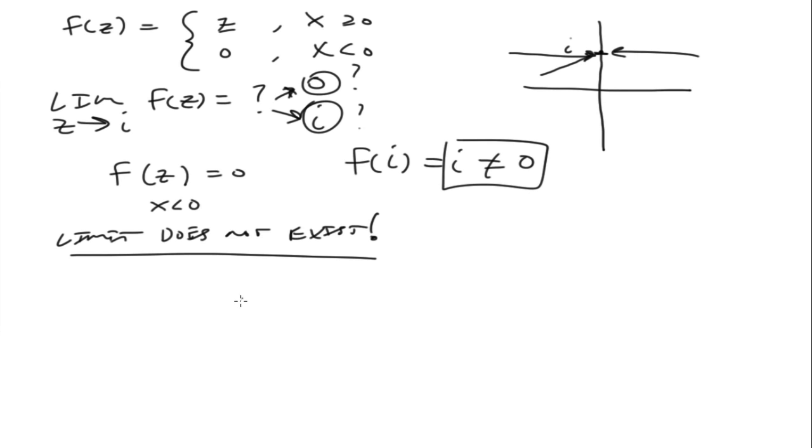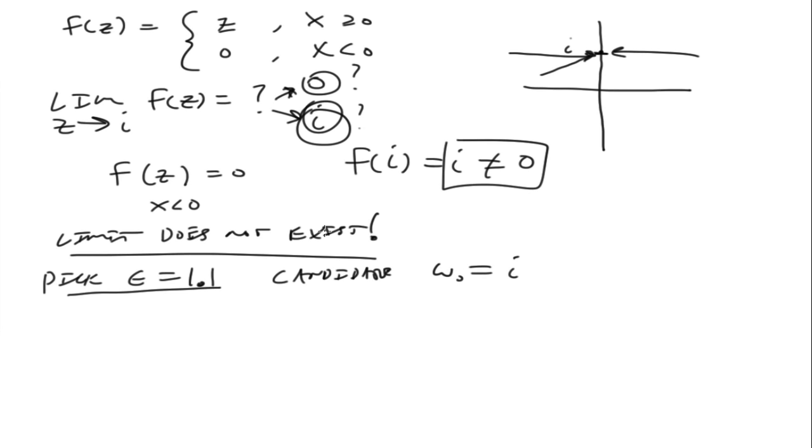We'll actually do a little example of picking epsilon equal to 1.1. Okay, let's see if we can find out what's happening here. So I've picked a particular value of epsilon, and my candidate limit is w equal to I. I'm going to see if that could be the limit.